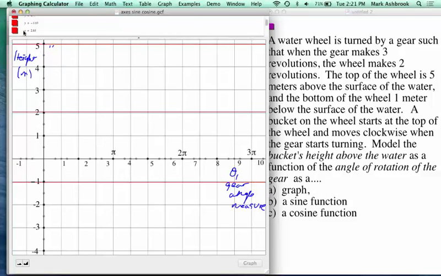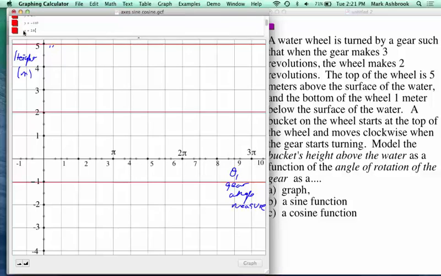Who has a way to reason out what the period is? What's the period? It's the interval of input to give us a full cycle of output. So the input relates to which, the gear or the wheel? Gear. The output relates to which, the gear or the wheel? Wheel. So we've got to figure out what interval of the gear angle gives us a full cycle on the bucket.